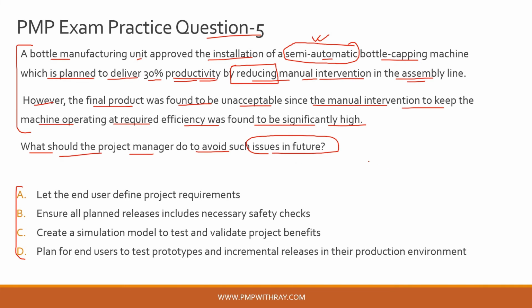Okay, so it's asking about what systemic fix the project manager should do so that these kinds of situations don't happen in future projects. Note that the question is not asking what the project manager should do now to salvage the situation. Okay, the question is not asking that, and hence it's very important for you to read the question stem properly. The question is asking what should the project manager do to avoid such issues in the future. Okay, and there are 4 options provided, so let's go one by one. Option A, let the end user define project requirements.